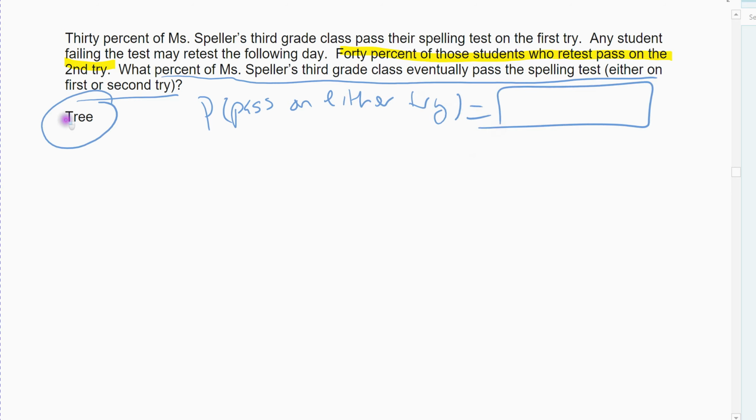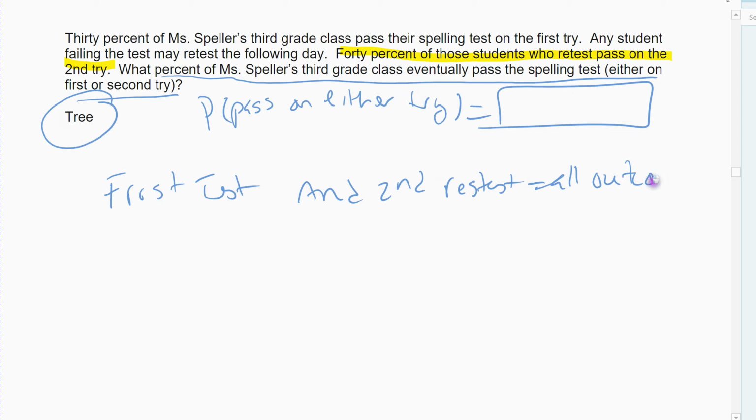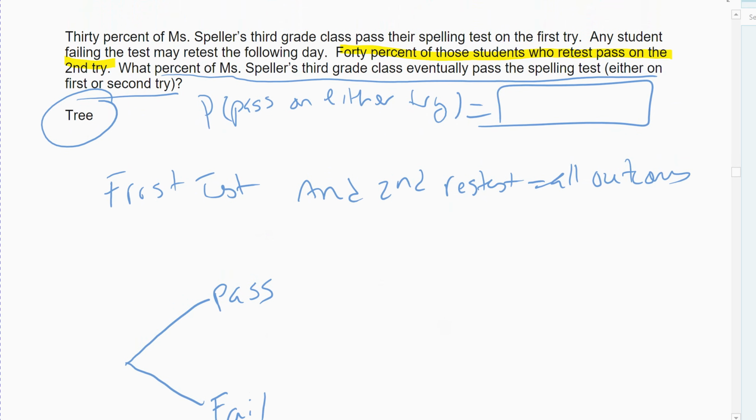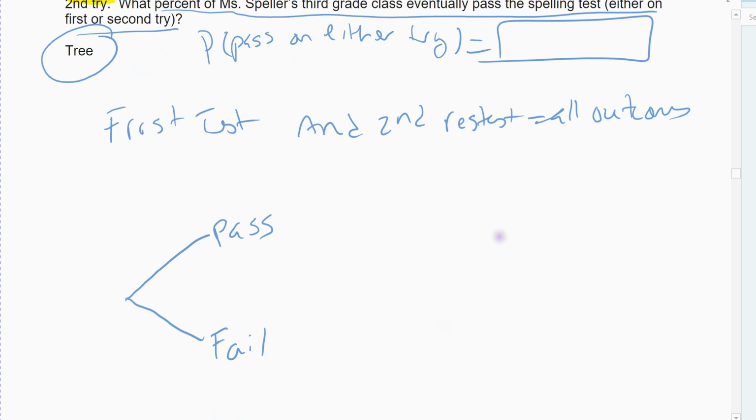But I'm going to solve this with a tree. So we have the first test and then the second retest, and then all outcomes. So the first test, there's a probability they pass and there's a probability they fail. Well, that's this percent. 30% of the class pass on the first try, which means it's a probability of 0.3 that they pass on the first try. Well, if 30% pass on the first try, that means 70% don't pass. And so 0.7 is the probability they fail on the first test.